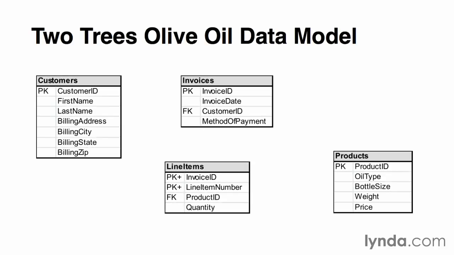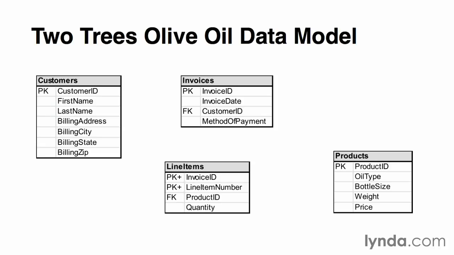Now we're ready to start implementing our database design inside of Microsoft Access. First, let's explore the data model that I've developed for the Two Trees Olive Oil Company. Here are the 4 tables that I've decided we need: customers table, the invoices table, the line items table, and the products table.